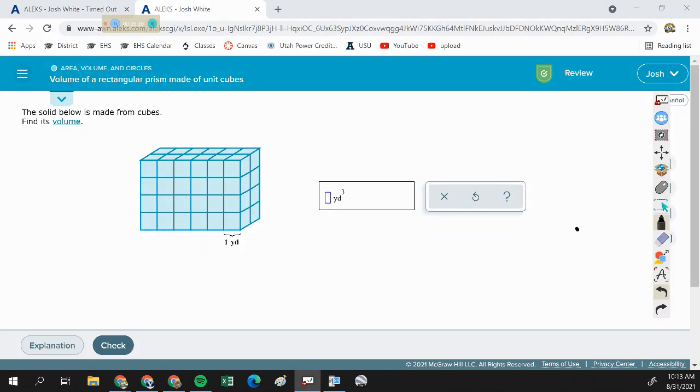Okay. The solid below is made up of cubes. Find its volume. So we have a 6 and a 2 and a 4. So 6 times 2 is 12 times 4 is 48 cubic yards.